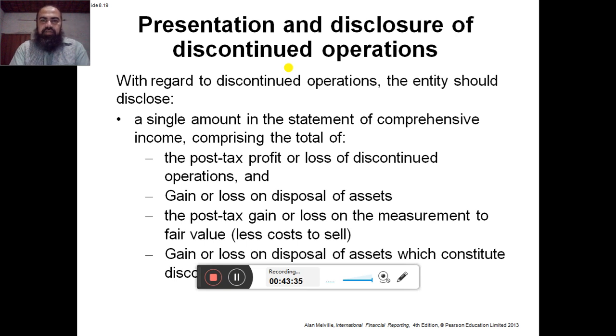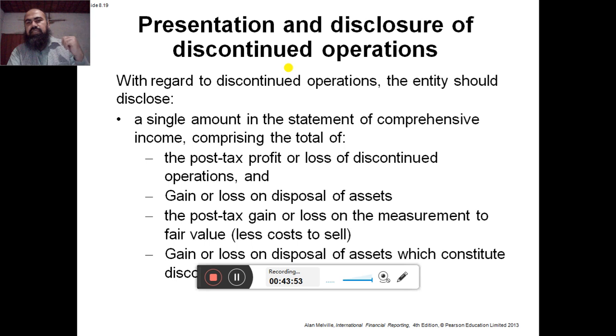With regard to the discontinued operation, the entity should disclose, company ko disclose karna chahiye. Kya disclose karna hai? A single amount. That is the most important part of this slide. That a single amount should be shown in the statement of comprehensive income.